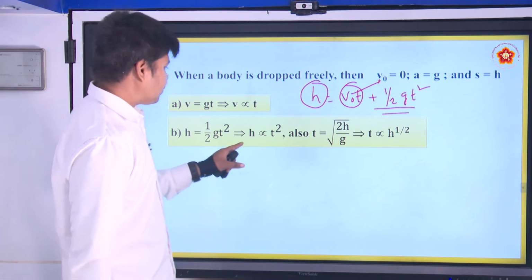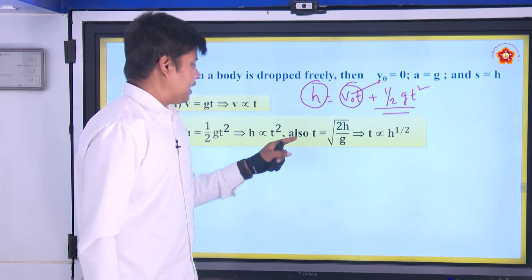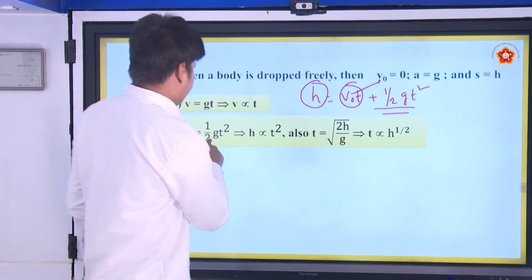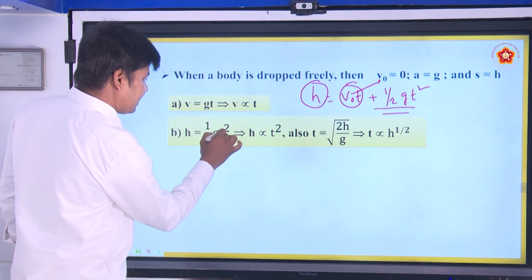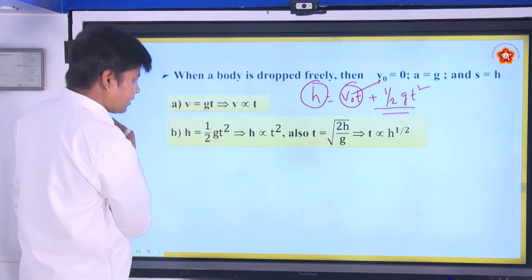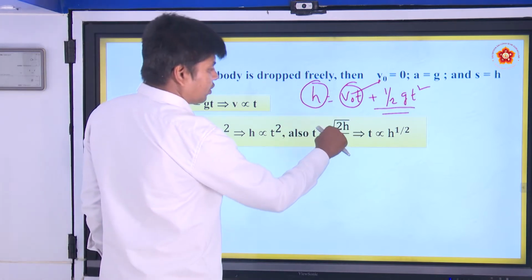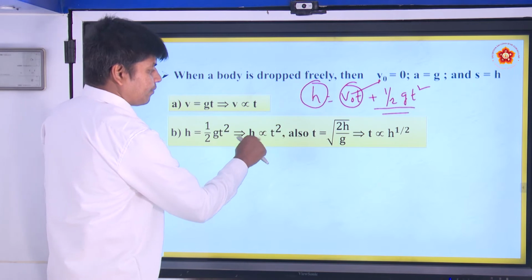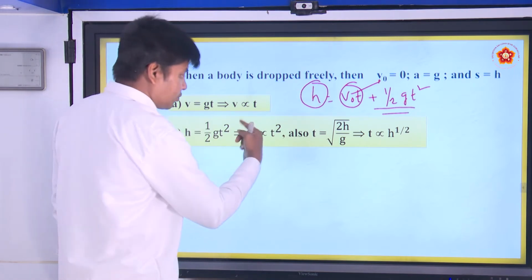So h is directly proportional to t square, and from here you can write t as square root of 2h by g, right? If you isolate t here and take everything on the other side, it becomes square root of 2h by g. So h is directly proportional to t square.